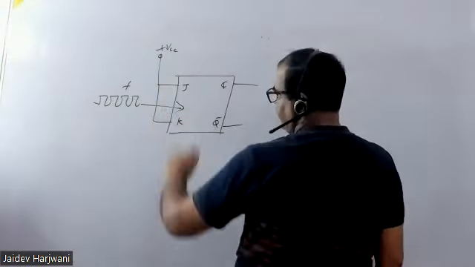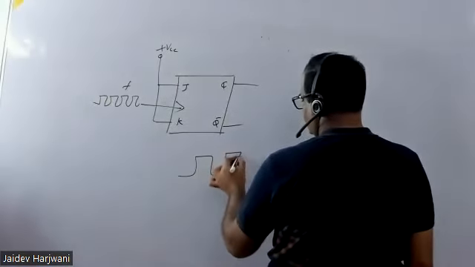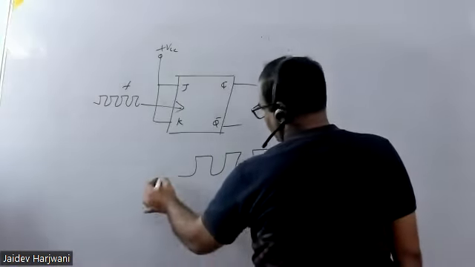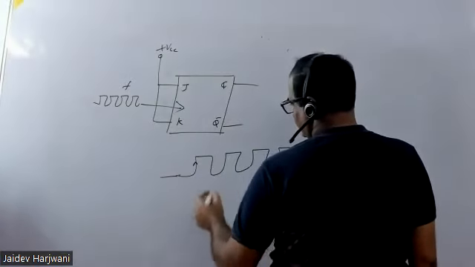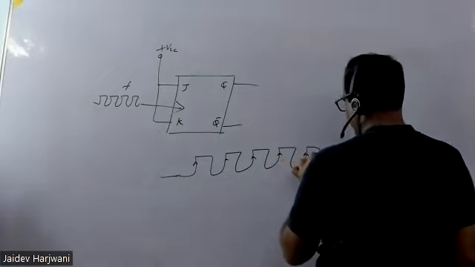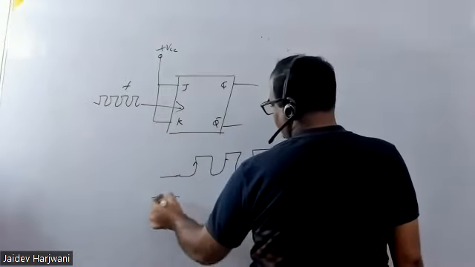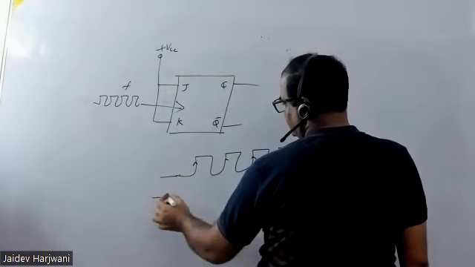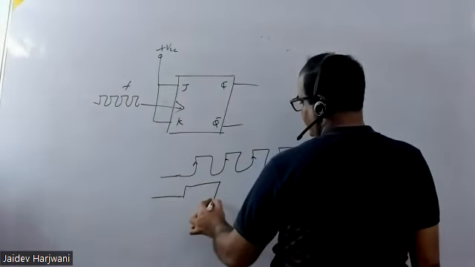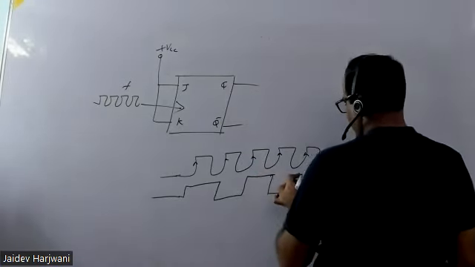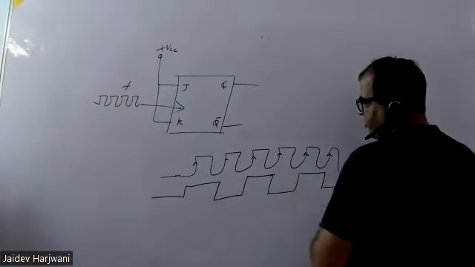For example, suppose this is my input, and it is a positive triggering clock. Here it will trigger, and my output Q is coming here. So Q always toggles. Suppose it is 0, so it becomes 1. If it is 1, it becomes 0. So it will toggle here, and then again here, again here, again here, again here, and again here. So what is the frequency of Q?